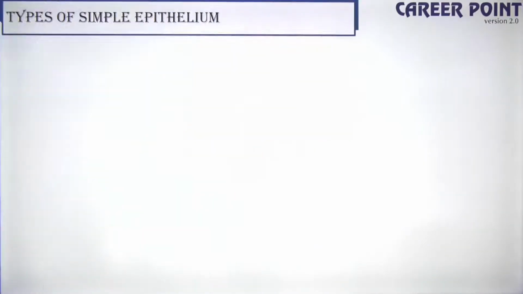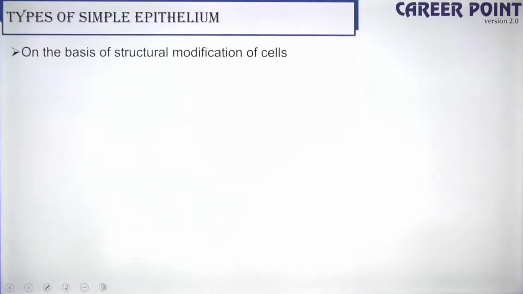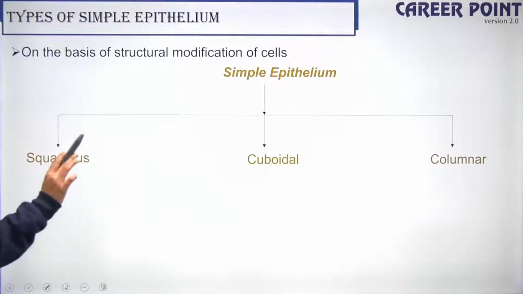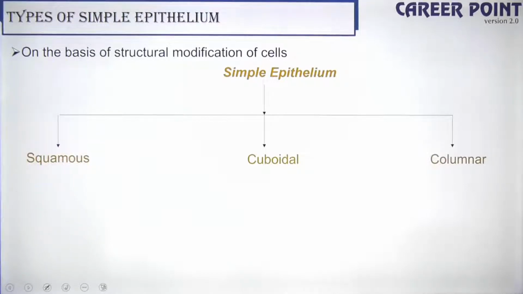All right. So going forward, talking about the types of simple epithelium. On the basis of structural modifications of cells, your simple epithelium is further divided into squamous, cuboidal, columnar, and of course pseudostratified. We'll talk about pseudostratified after we are done with columnar.